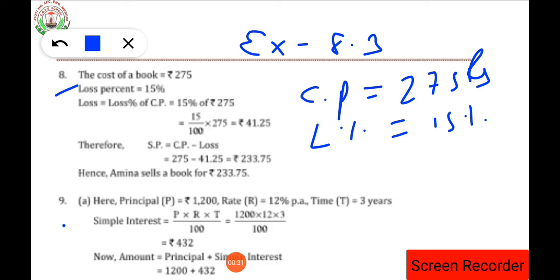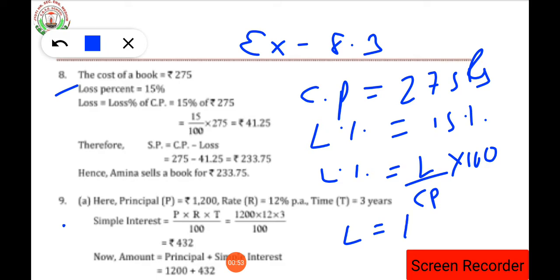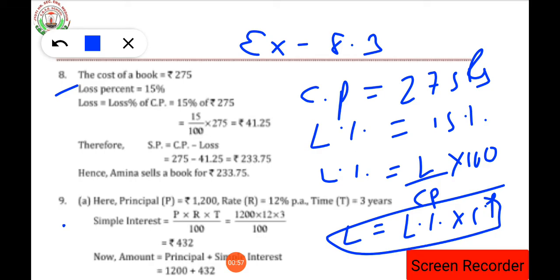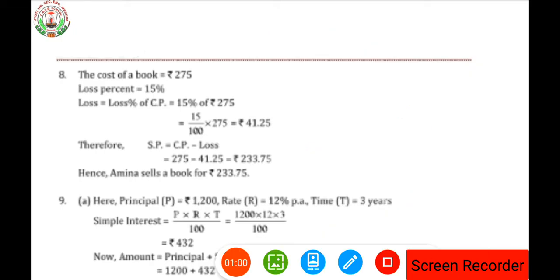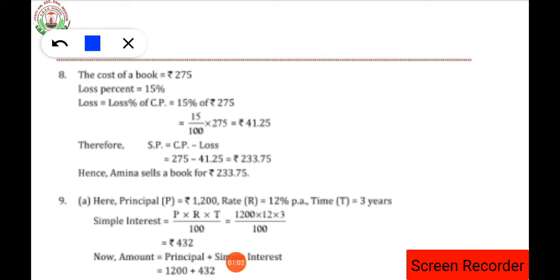If loss percent is given, as I told you in the previous video also, that means you have to find the loss. Since here the loss percent is given, what is the formula for loss percent? Loss percent is equal to loss upon CP into 100. So when we want to find the loss, loss percent will be multiplied with CP. Using that formula we are going to find the loss value.